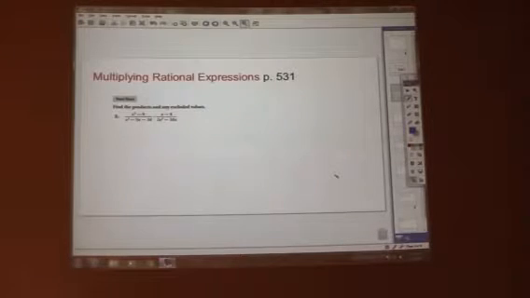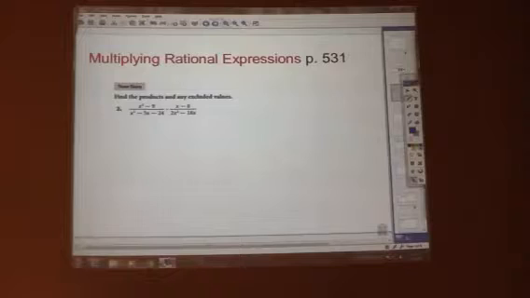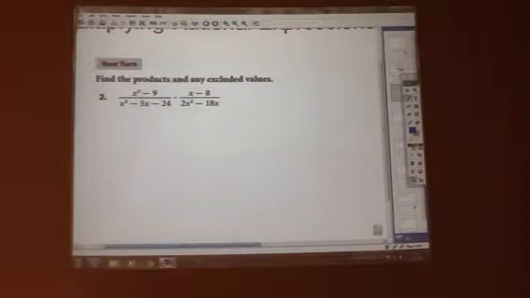All right, look on page 531. Your turn. Go ahead and write this in your notes. Instead of doing it in the paper, write it in your Cornell notes. That problem right there.